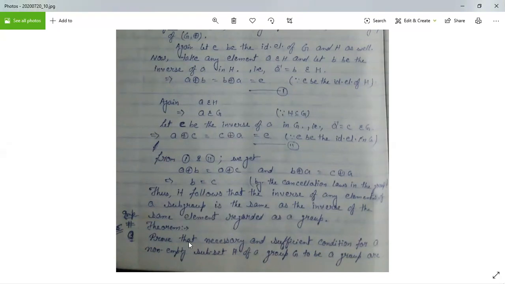In your next class, I will see one more theorem, which is the necessary and sufficient condition for a non-empty subset H of a group G to be a subgroup. The proof is similar. I will see this theorem in your next class.